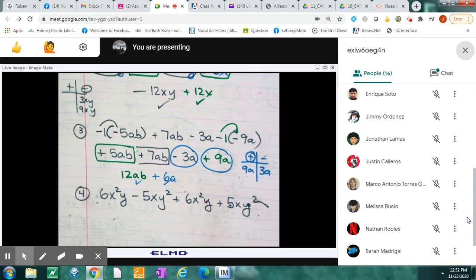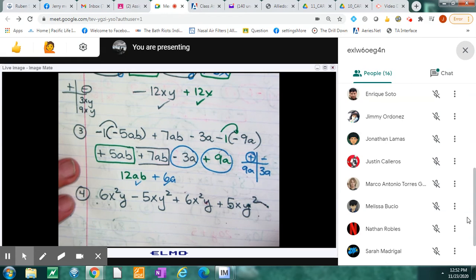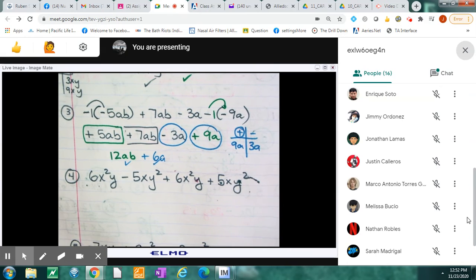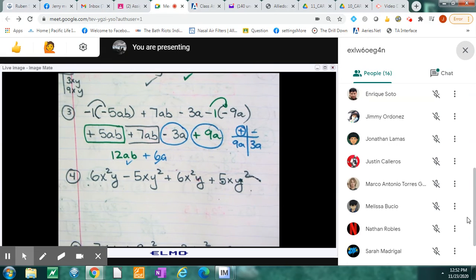So go and put a check if you got them right. If you got it wrong, put a little circle. All right, there we go. Number 4. Now this one's a little tricky, because you have x squared, y, you got all these things.